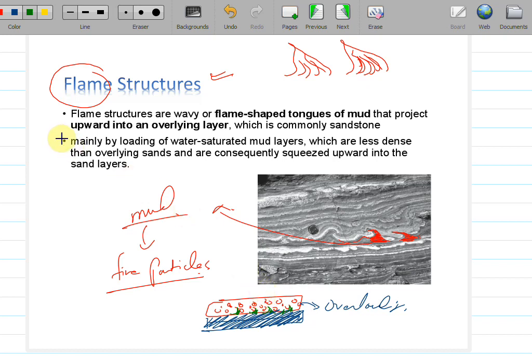Okay, so basically what happens is, water saturated mud layers are less dense, because obviously the particles of the sand above will be heavier, with bigger diameter. There is a large size difference and also a large density difference. So what happens is that the less dense mud will squeeze up through this bedding plane, and it will form this type of flame structures.